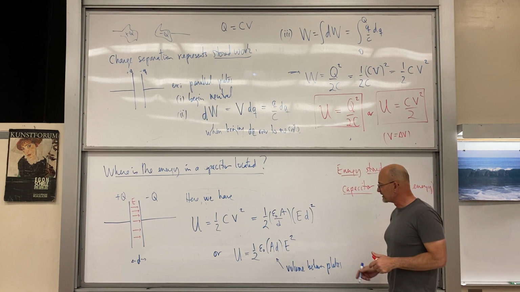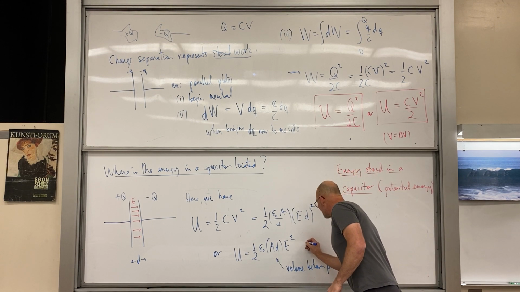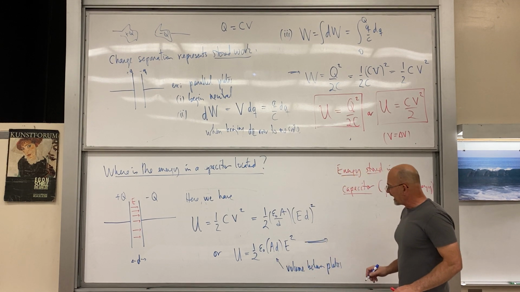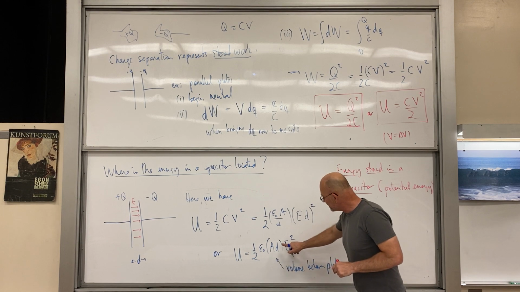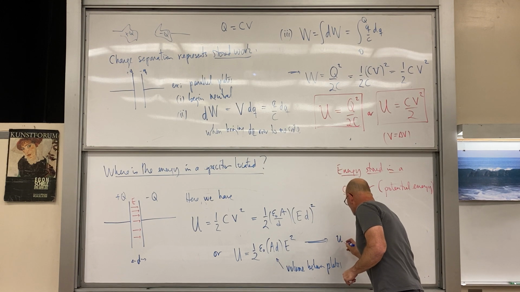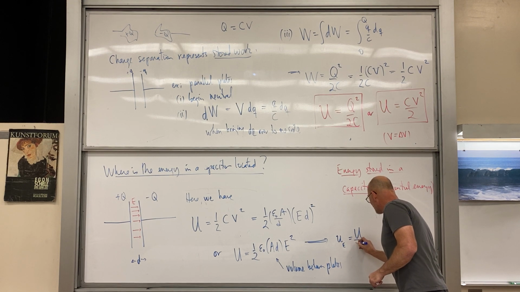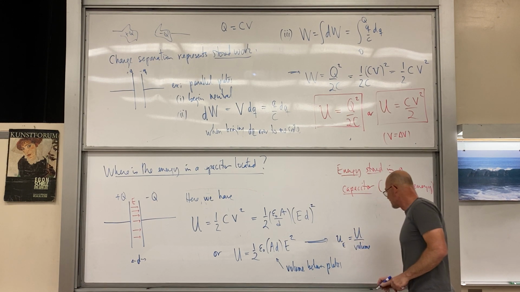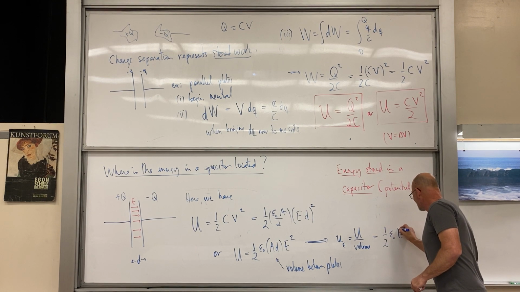Area times separation is the volume. So what we can do is define an energy density. If this is an energy, and we divide by volume, we have energy density. So we take a lowercase u sub E, that is equal to U over volume. I'm going to write it out simply because there are too many V's here. And that leaves us with 1/2 epsilon naught E squared.